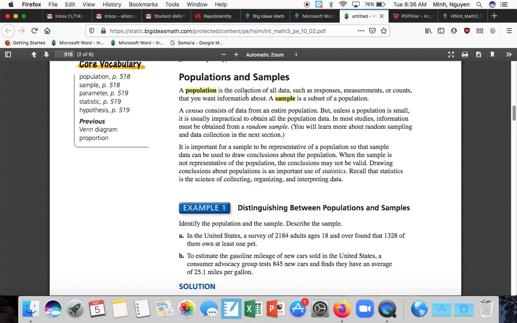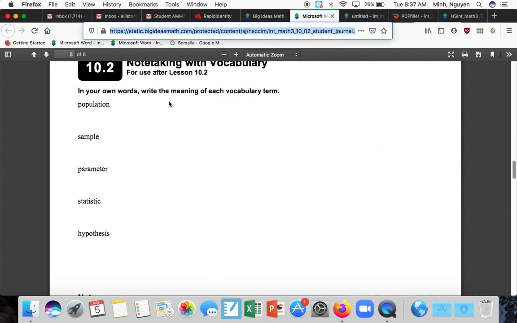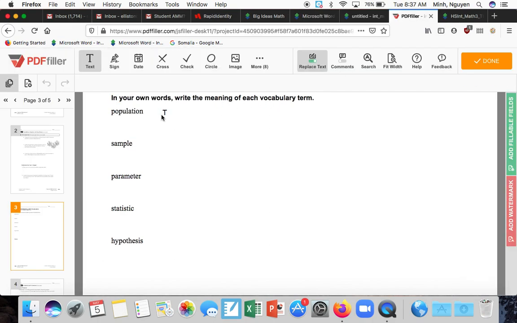A population is the collection of all data, such as responses, measurements, or counts that you want information about. A sample is a subset of a population. Putting it in my own words, a population is the big group that you want to know about, and a sample is a part of that group. So population, the big group; sample, a part of the big group.